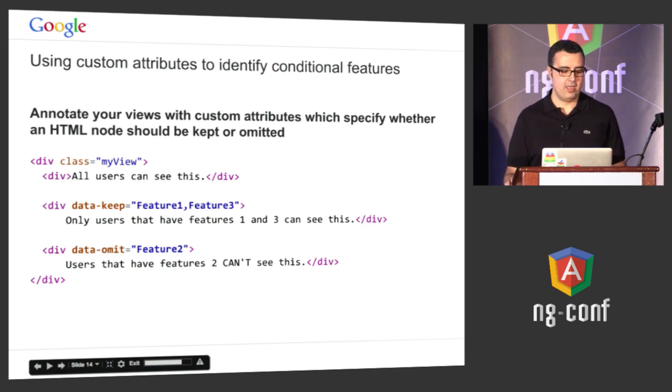And data-omit is basically the opposite. So if the user has feature 2 turned on, we're going to remove that section of the page.